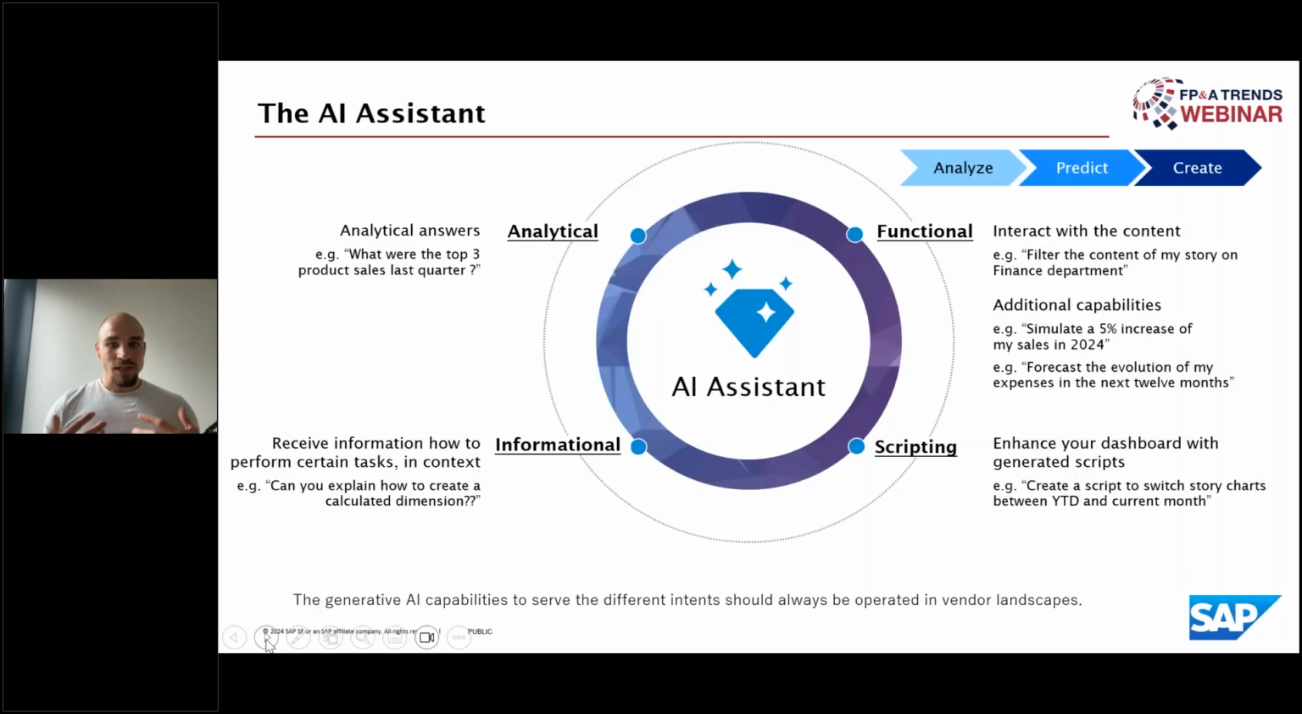Now, how does this then relate to the create bit? So this is quite exciting, right? Generative AI is all about creating new content from scratch and making it accessible to any type of user. So what can a generative AI assistant do?